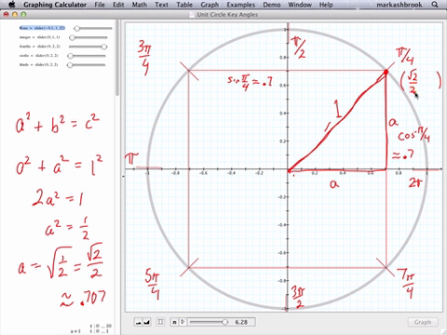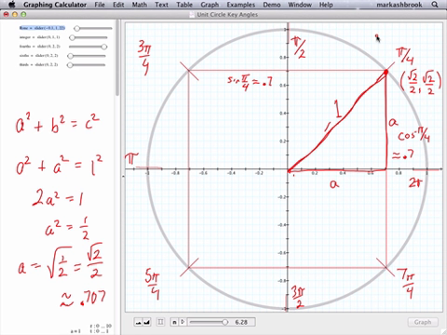Radical 2 over 2, and so both the sine and the cosine are this number, which is the number of radius lengths to the right and the number of radius lengths above. Radical 2 over 2, which is about 0.707 radius lengths. Okay, now from that we can get the sine and cosine of all these three other angles.